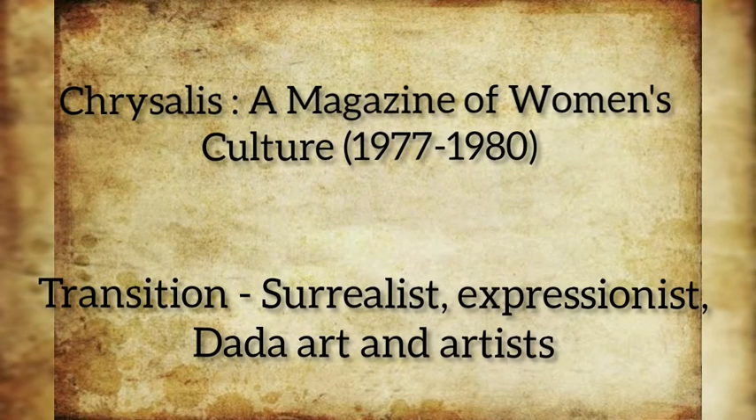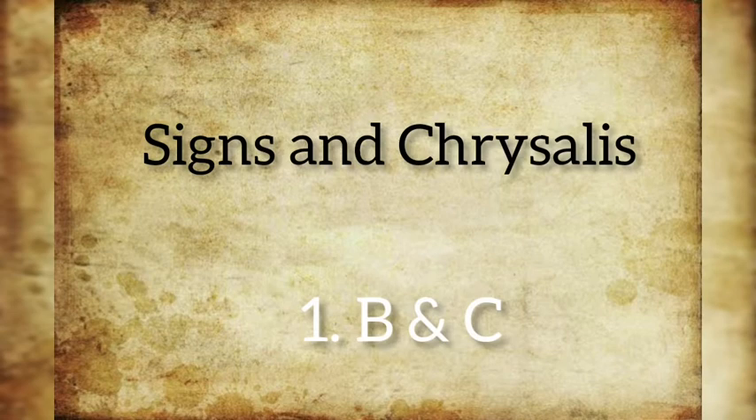Chrysalis, a magazine of women's culture, was a feminist publication produced from 1977 to 1980. It distinguished itself from other feminist publications through an organic integration of politics, literature, cultural studies, and art. Transition was an experimental literary journal that featured surrealists, expressionists, and Dada art and artists. So, the right answer to this question is option number 1, B and C, Signs and Chrysalis.